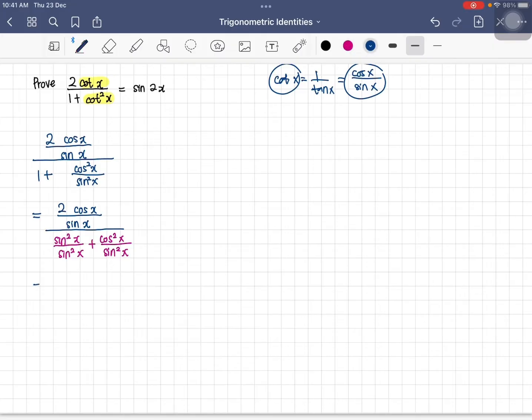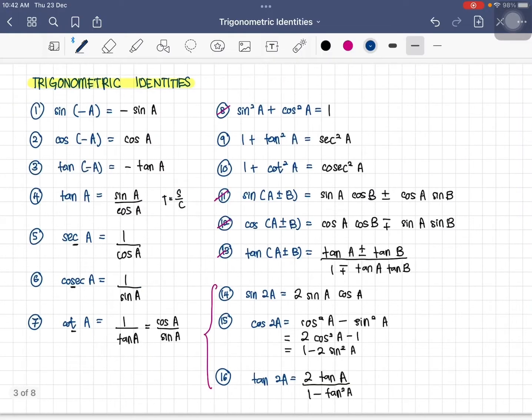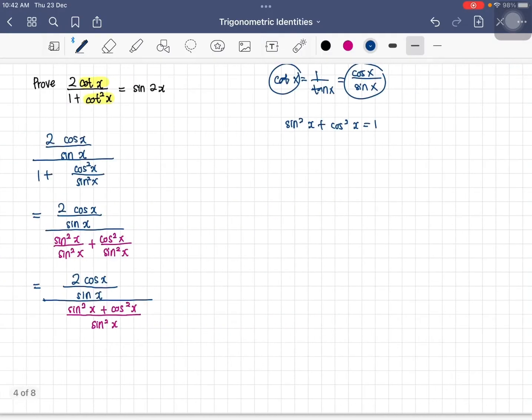Therefore, we will have 2 cos of x over sine of x. That one is for the numerator. Now we're going to look at the denominator. Therefore we have sine square of x plus cos square of x divided by sine square of x. And we should recall the identity that sine square of x plus cos square of x becomes 1, from the identities here. So we use identity number 8 here. Therefore, we can substitute this part as 1.